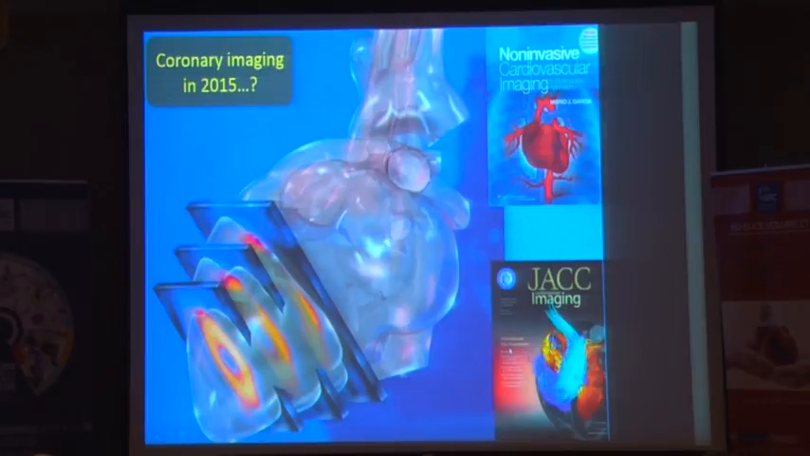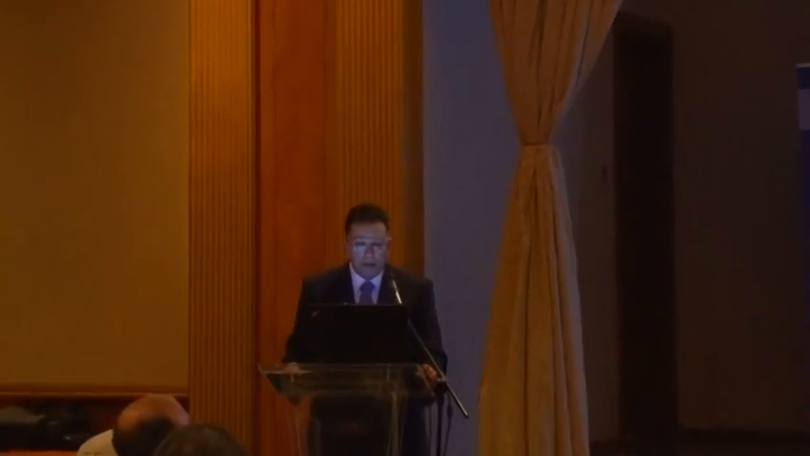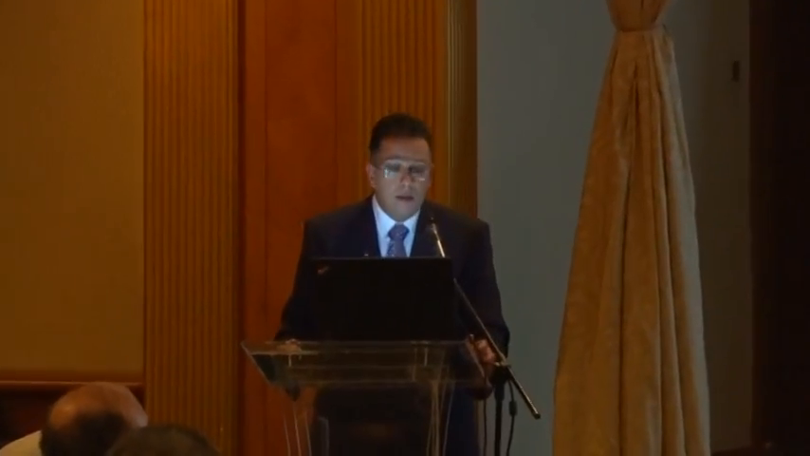Let's return to coronary imaging. Where are we? We have a lot of magazines, as you can see, that are speaking of non-invasive cardiac imaging. There is no doubt multi-detector CT has entered the field. It's totally present now everywhere, in all magazines and in all clinics. Why that? Because of a very high sensitivity.